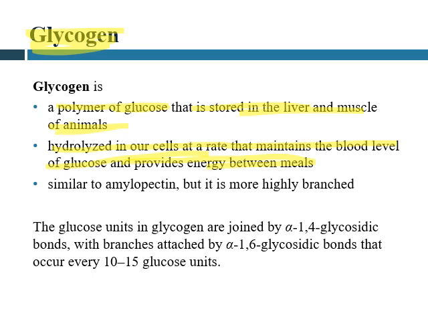It provides energy between meals. It is similar to amylopectin, but it is a little more branched. Glucose units in glycogen are joined by alpha 1,4 and alpha 1,6 bonds as well. But in this case, there is a branch after every 10-15 units. Whereas in amylopectin, the branches were a little farther away from each other. Here the branches come out pretty fast.